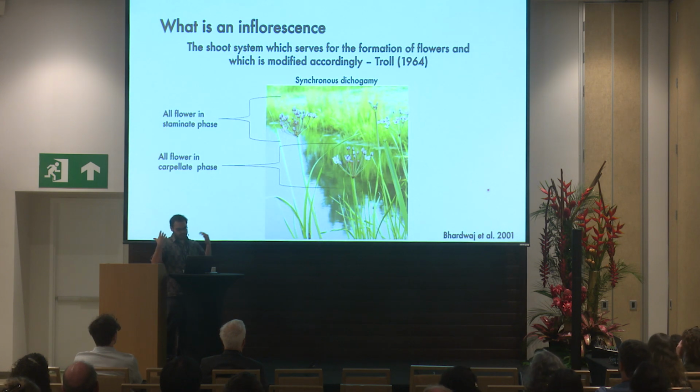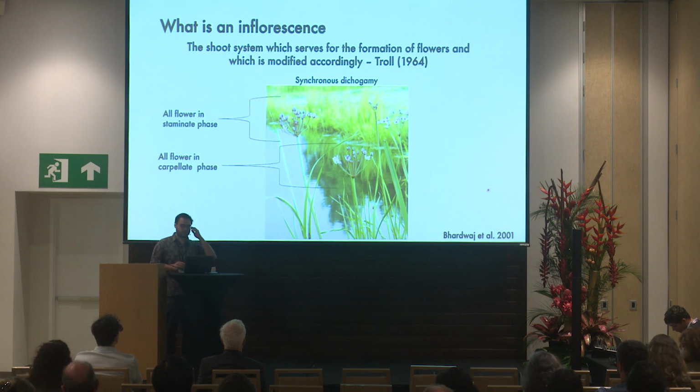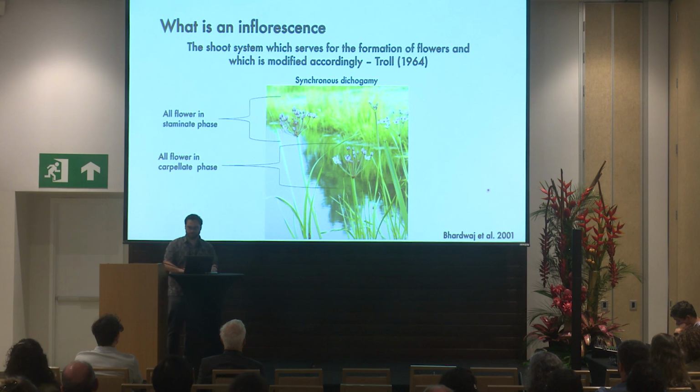But they're also important for facilitating outcrossing and inhibiting selfing. So we may be familiar with dichogamy, the separation of carpellate and staminate features on an individual flower, but in some instances you get this thing called synchronous dichogamy, where the entire inflorescence is either in a carpellate phase or a staminate phase. And this is thought to be involved in promoting outcrossing.